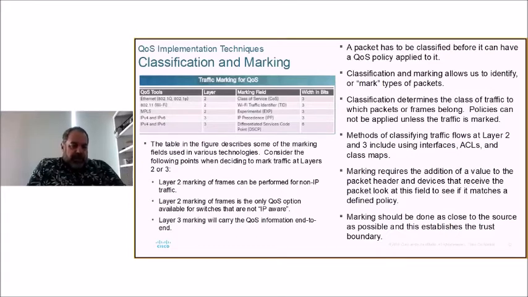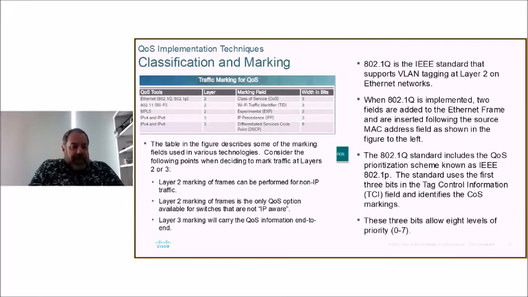The table in the figure describes some of the marking fields used in various technologies. Consider the following points when deciding to mark traffic at layers 2 or 3. Layer 2 marking of frames can be performed for non-IP traffic. Layer 2 marking of frames is the only QoS option available for switches that are not IP aware. Layer 3 marking will carry the QoS information end to end. Of course, every time you go through a router, you use your layer 2 header. But if you've got switches that need to do quality of service, unless they're a layer 3 switch, they're not going to look at the IP header. So, there's swings and roundabouts again.